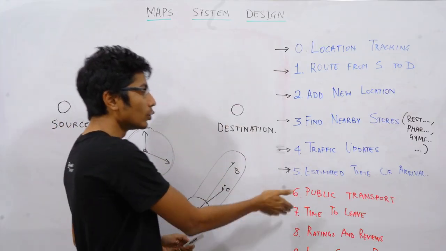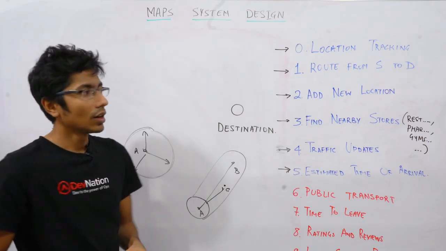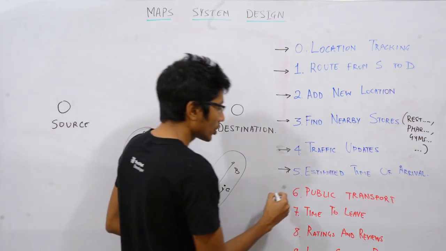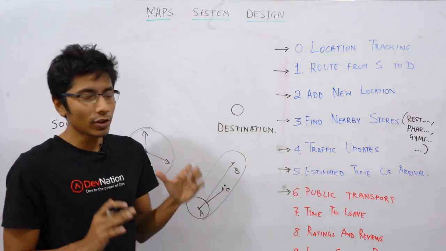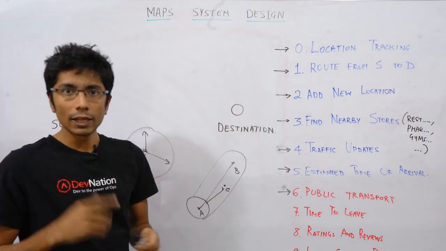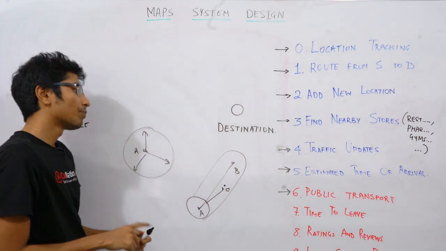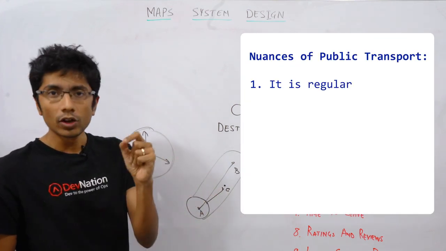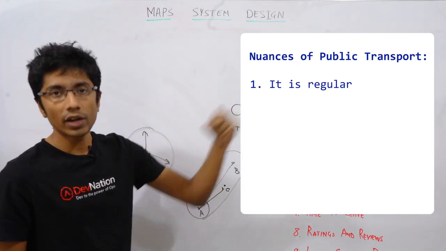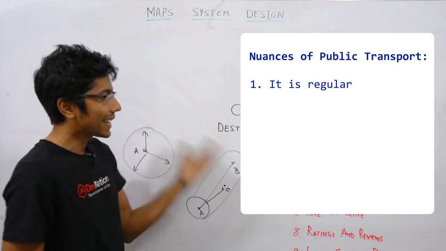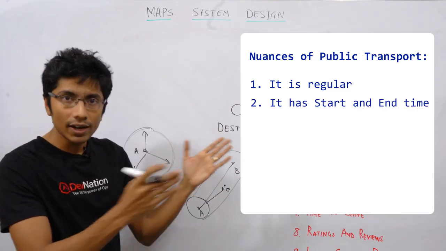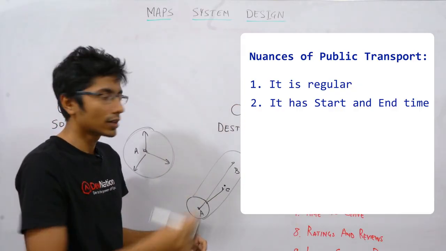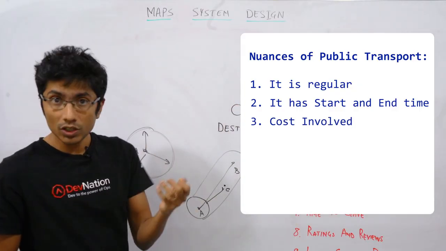Apart from these, there are a few features which I mentioned in red. These are things that we'll not be picking up. And the first one is public transport. Public transport, you might think of it as similar to moving from a source to a destination, but public transport has certain nuances. One of the things is it is regular. So every 3 minutes you have a train going from one place to another. The second thing is public transport has a start and end time. So the first train starts at a particular time, the last train ends at a particular time. There's cost involved.